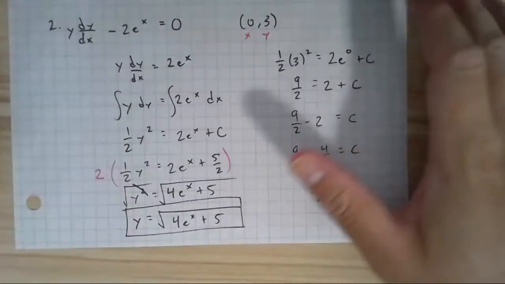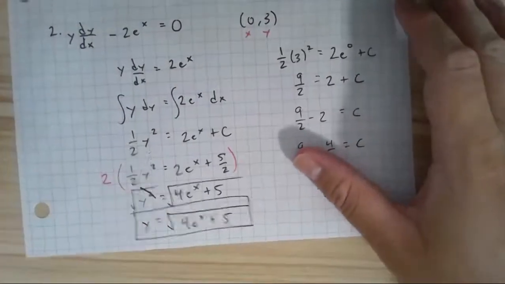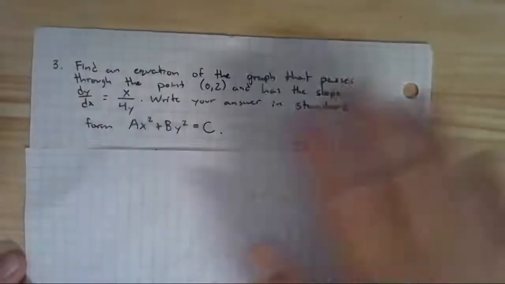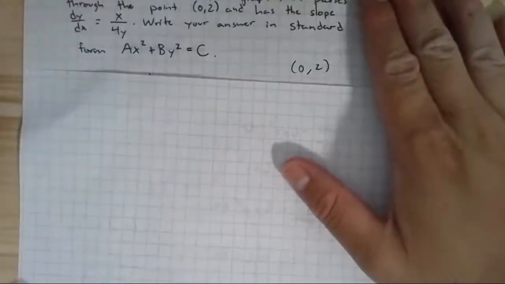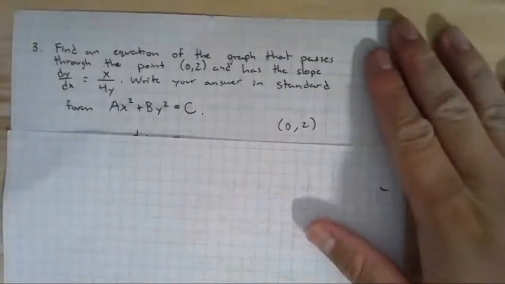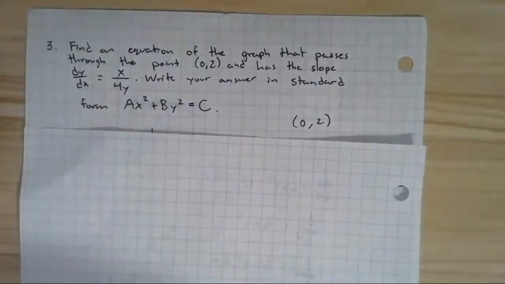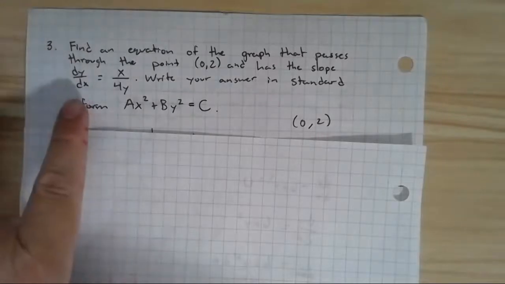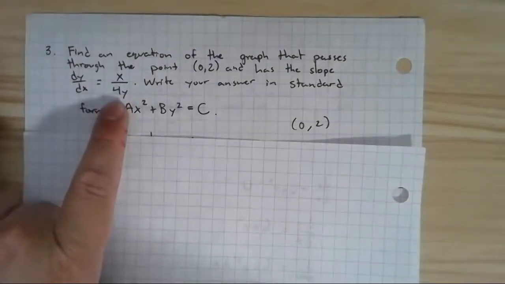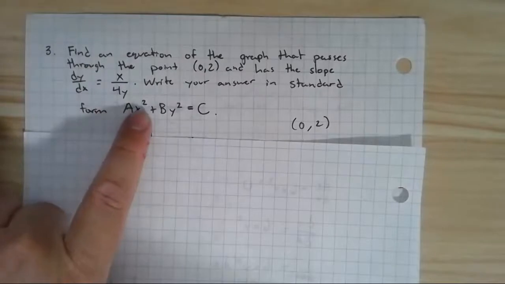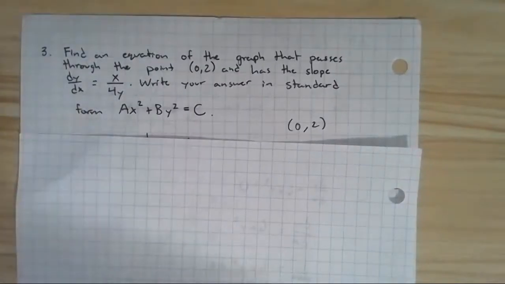Alright, lastly, Form C, number 3. So it's finding a solution, but in particular in standard form. Find the equation of the graph that passes through the point (0, 2) and has the slope. We have the differential dy over dx is equal to x over 4y, and write your answer in standard form. Here's standard form.